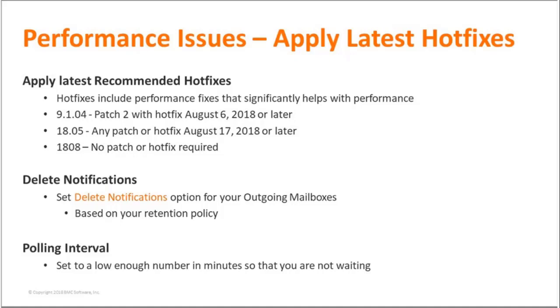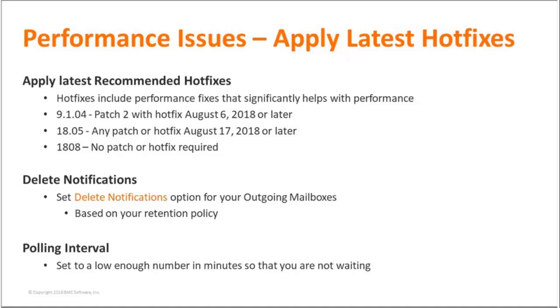You want to set this to a low enough number in minutes so that you're not just simply waiting for the next cycle. So if you had set this to 2 minutes, well, every time the email engine does its work, it's then going to pause for 2 minutes, not doing any work, and then it's going to come back after 2 minutes and do more work. So you can imagine, if it was 15 seconds or 30 seconds instead of 2 minutes, and if you have a lot of emails going out, that can significantly help.